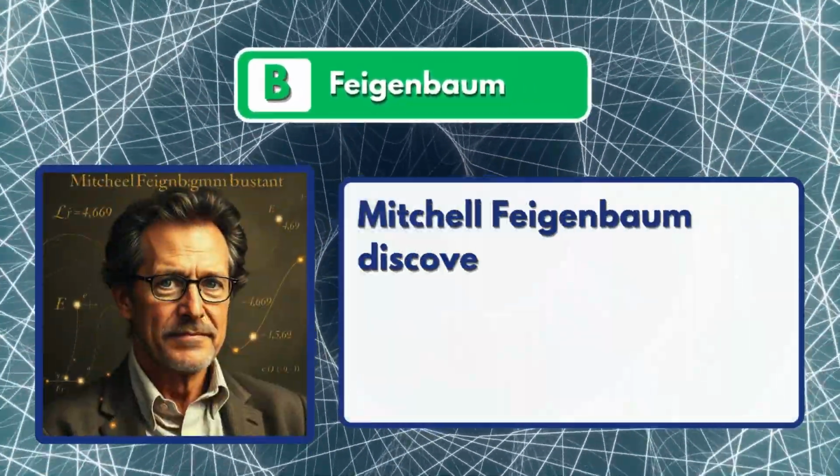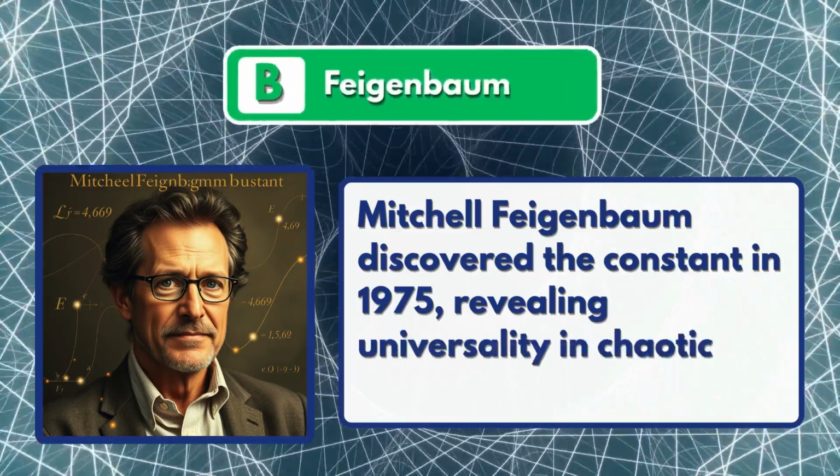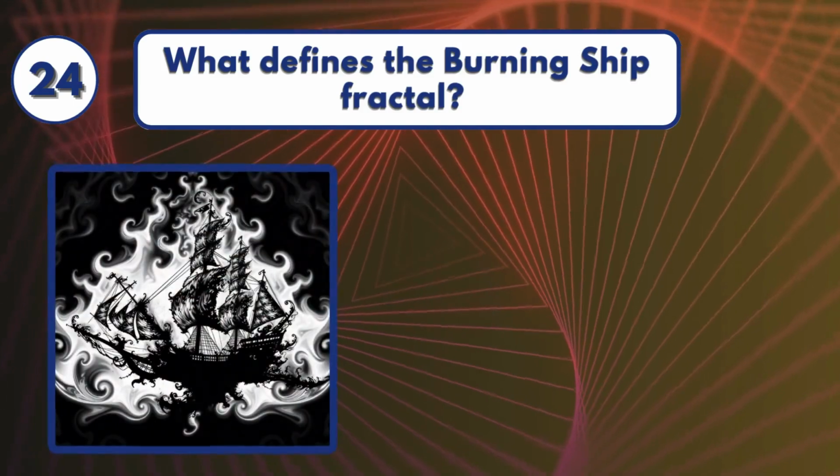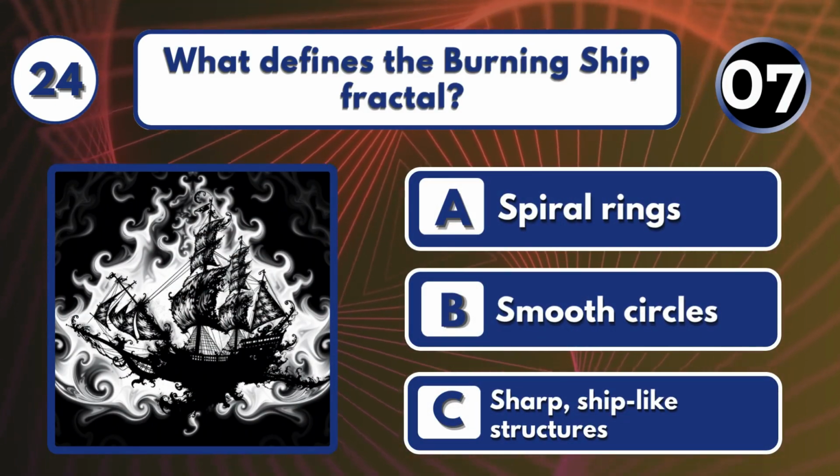Mitchell Feigenbaum discovered the constant in 1975, revealing universality in chaotic systems. What defines the burning ship fractal? Show off your chaos skills here.